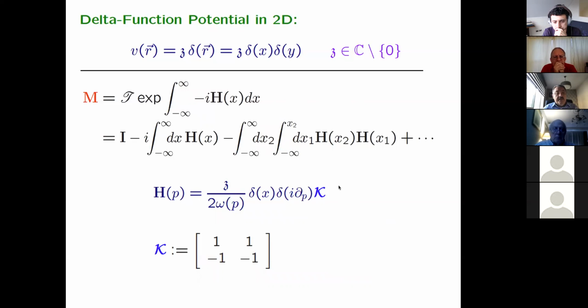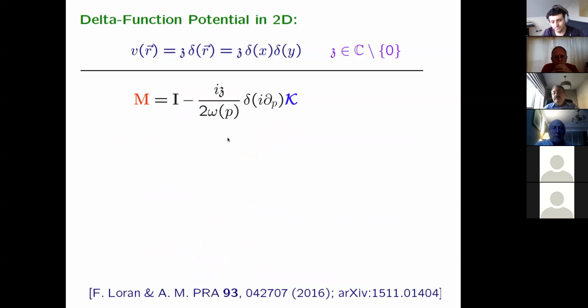I haven't done anything. Just rather than V, I wrote V of x, and this Y has become i del P. A nice thing about this Hamiltonian is that its square, that is the quadratic term, will involve 2 copies of k, and k squared is 0. So the series truncates. This is the transfer matrix.